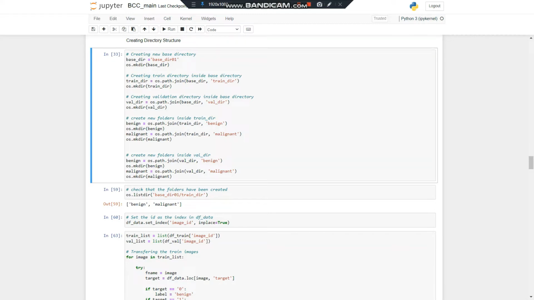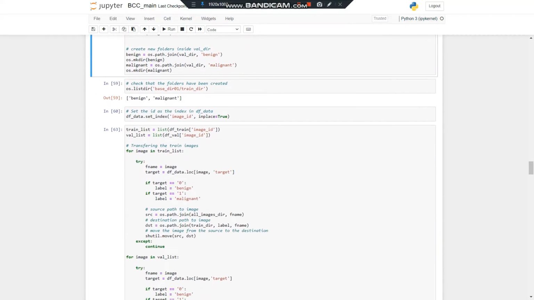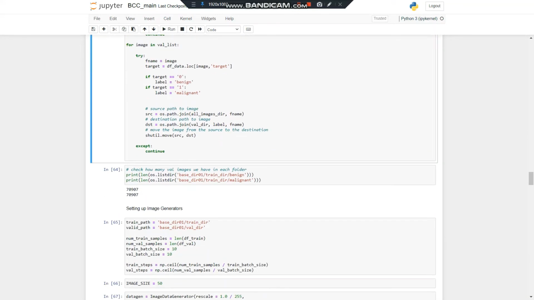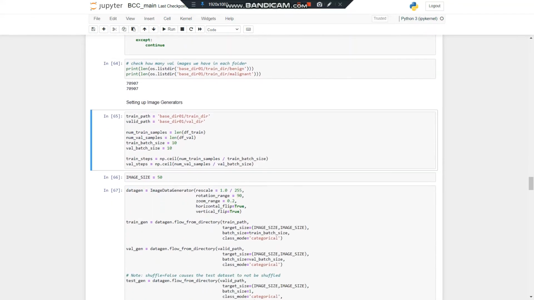We are creating two folders for training and validation, and within those folders there are subfolders benign and malignant. So we'll put all the patches into these folders so that we can build our model on this. Setting up image generators. Image generators are basically used for image augmentation. They help us in countering overfitting issues.